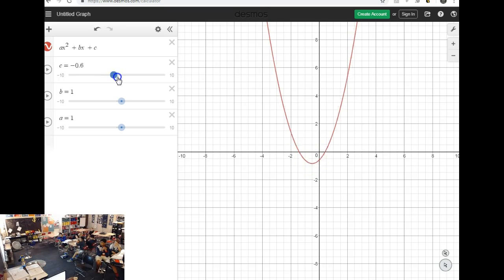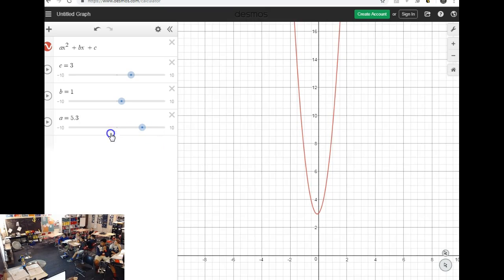But if I move C, what happens? This goes up and down. So what is C determining? The y-intercept. C is determining the y-intercept. So I'm going to leave my y-intercept at like 3. Okay, B is the weirdest one, so we'll come back to it. A is your width, your steepness, or your intensity, some people say.